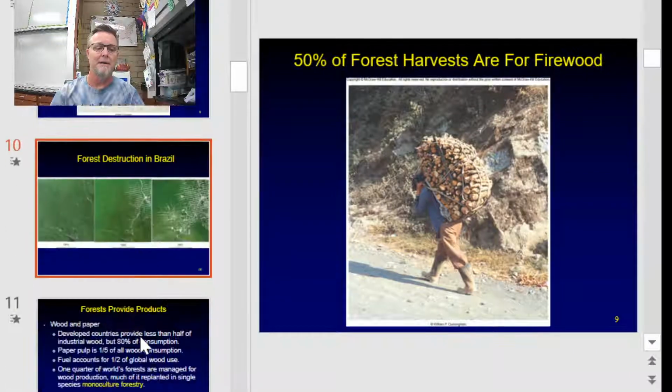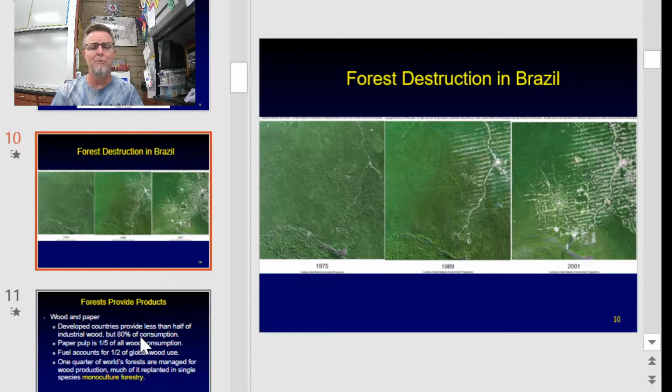Okay? To give you an idea of what forest destruction is going on in places like Brazil, here's 3 pictures that were taken over the span of just a couple of decades. In 1975, on the far left, you can see the full green canopy of the forest in Brazil, compared to 2001, where you can see the slash and burn strategies and how those have affected the forest.